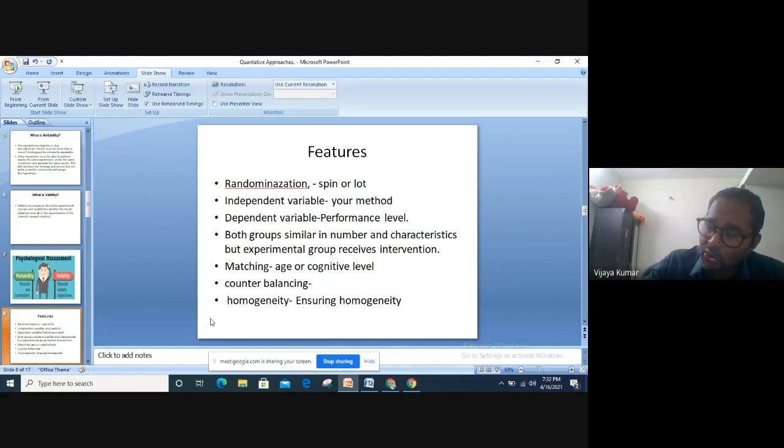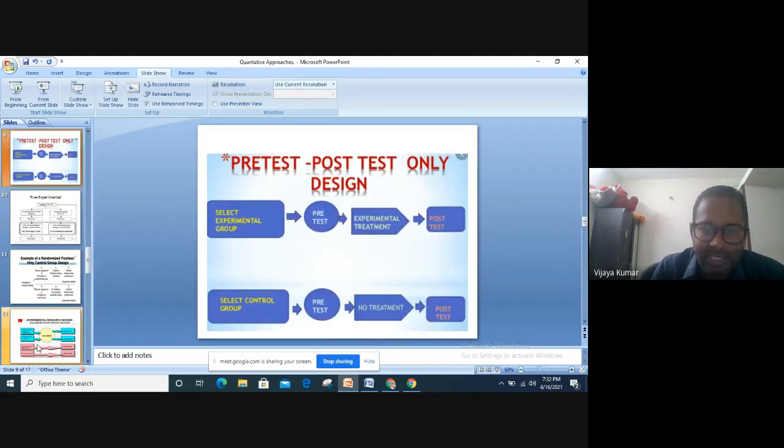So you should ensure that there is homogeneity, that both the groups are very similar in terms of cognition, in terms of performance, in terms of caliber. But how do we do that? We will discuss that in the remaining part of the talk. So how do we do that? Let's just go and discuss this.